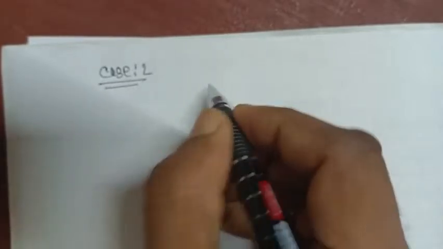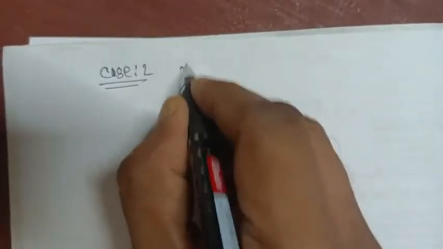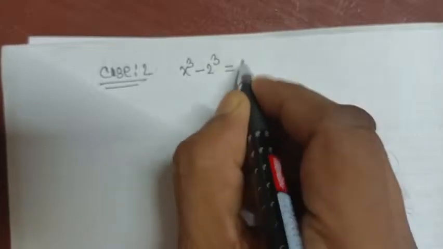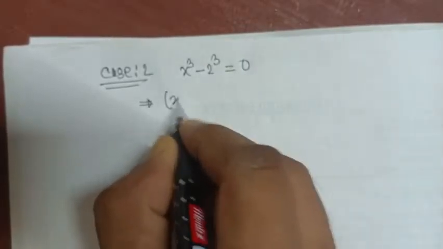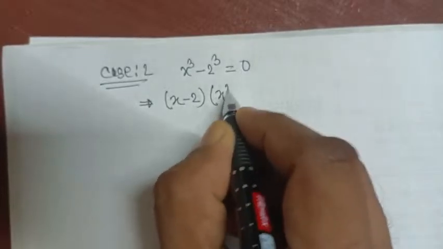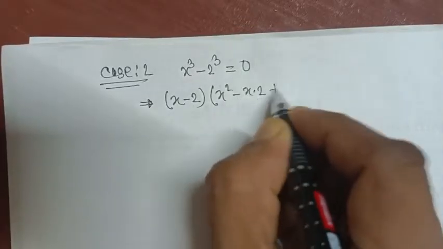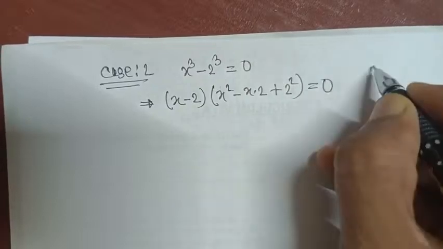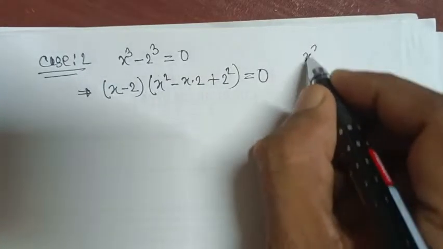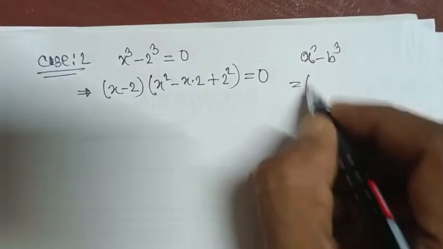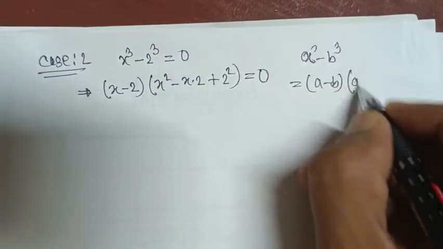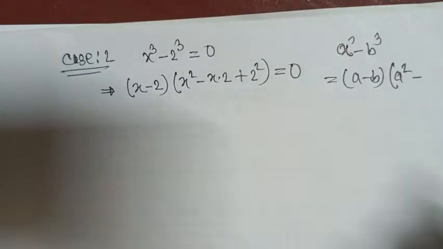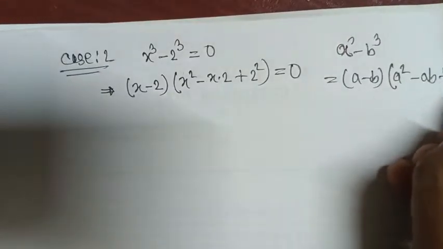Now we have done case 1, and for case 2, x cube minus 2 cube is equal to 0. Therefore x minus 2 into x square minus x into 2 plus 2 square equals 0. As we know that a cube minus b cube is equal to a minus b into a square plus ab plus b square.